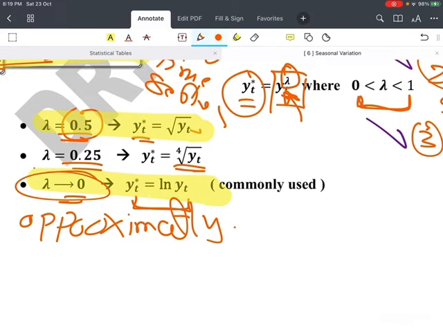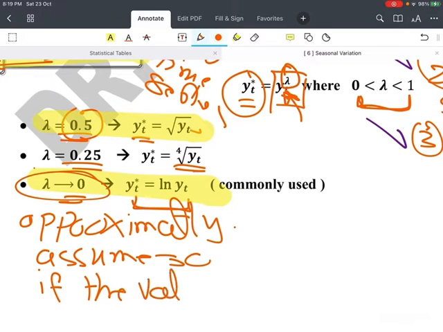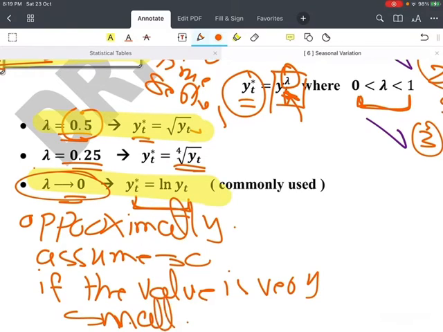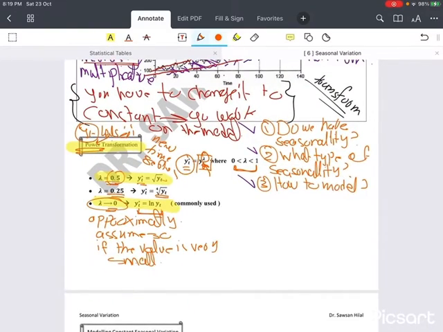Why is it approximately? Because we assume that it is equal to 0 if the value is very small.